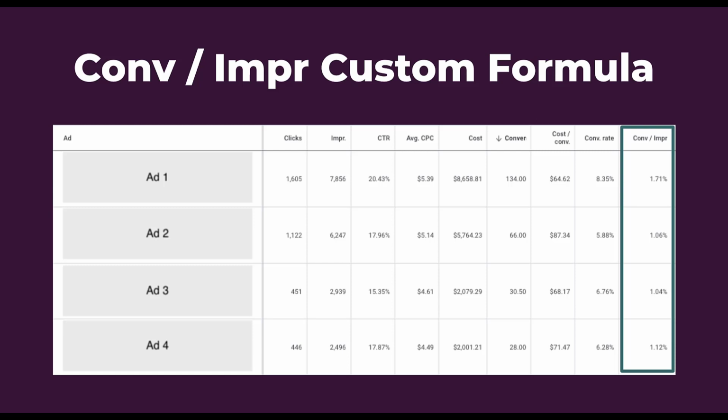Now this example is a lead generation account that does not have any value tied to the leads, but if you have values associated with your conversions or you're tracking any sort of revenue with your conversions, you could also create a custom column that is revenue divided by impressions to understand how much on average you're making per impression from any given ad variant. The number will look somewhat similar in terms of having one specific stat that you can refer to.